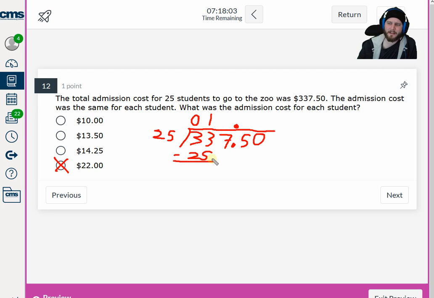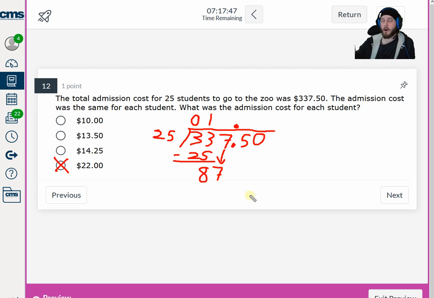33 minus 25 should give me, I believe, 8. Let's see, because that'd be a 13 minus 5. Yeah, that'd be 8. We're going to carry down my 7. And 25 goes into 87.